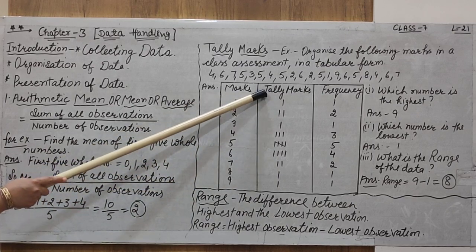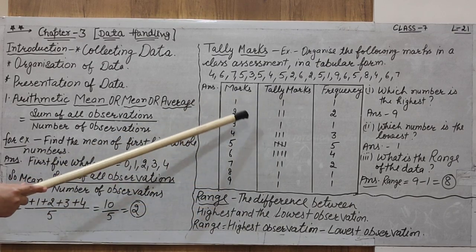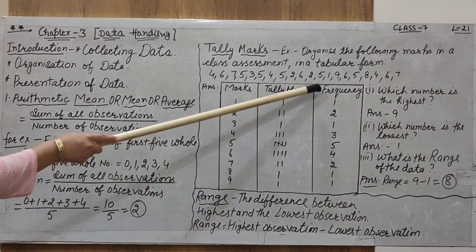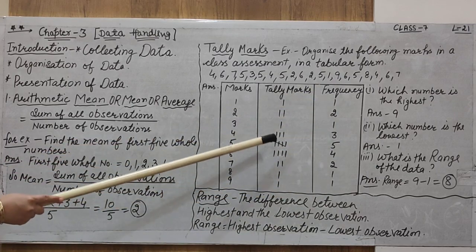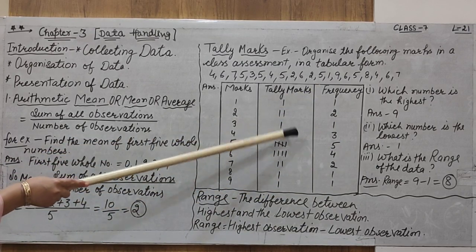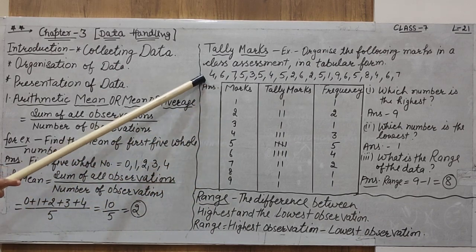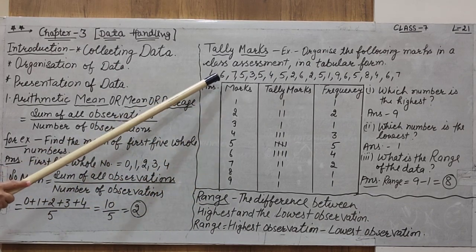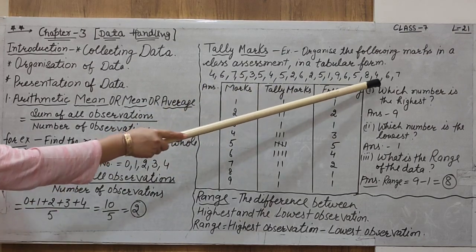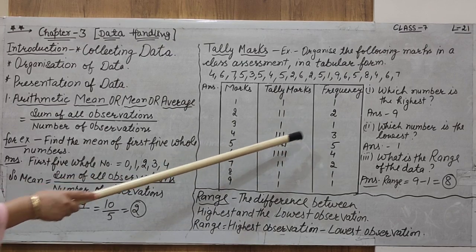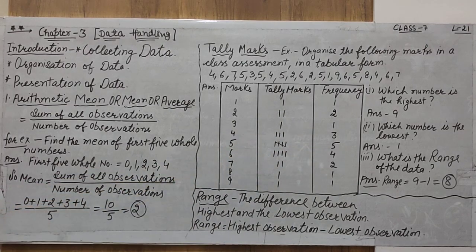Next are the tally marks. Tally marks means we have to put all these numbers, and how many times they come, that is the frequency of these numbers, is written in the form of slanting lines. We have to count one by one. For example, if I count 4, how many times does 4 come? 1, 2, 3. So 4 comes 3 times, so its frequency is 3. So we use 3 lines for the 4 in the tabular form.